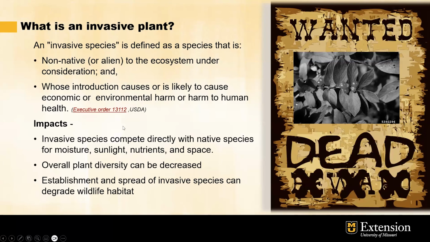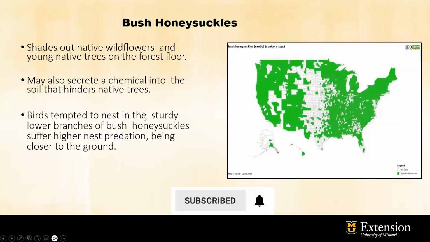So these invasive species are competing directly with our native species for moisture, sunlight, nutrients, and space. Overall, plant diversity can be decreased with the invasive species, and establishment and spread of invasive species really can reduce wildlife habitat in our woodland areas also. The common name basically is bush honeysuckle. There's a few varieties out there, but I'm just going to revert to bush honeysuckle.